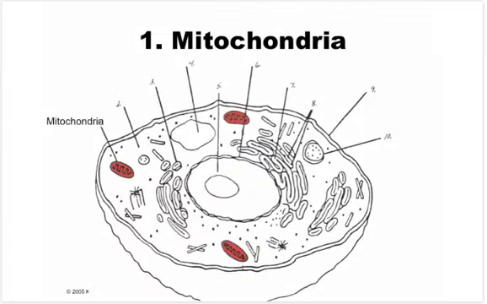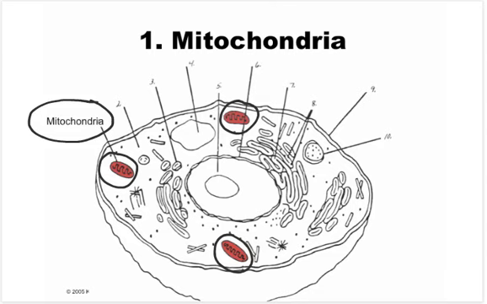Here we go. So first, mitochondria. Just like in the first one, or in the plant cell, the number 1 in the animal cell is also mitochondria. So again, the label is here. There are 3 mitochondria in this animal cell that I colored red because I used red in the plant cell.